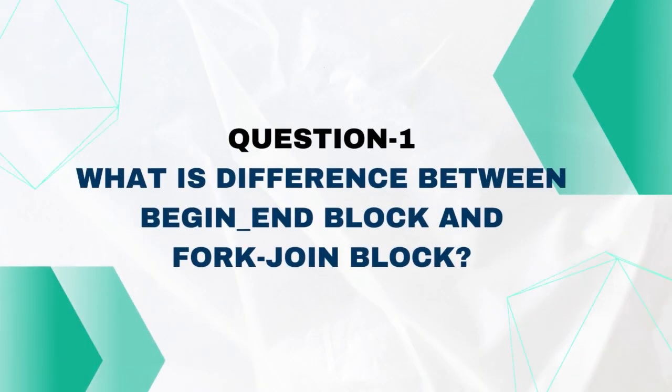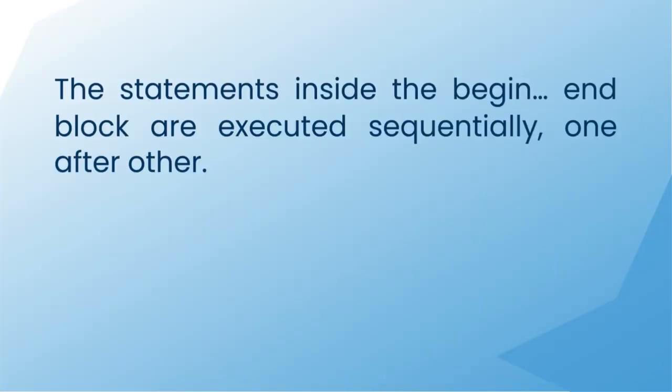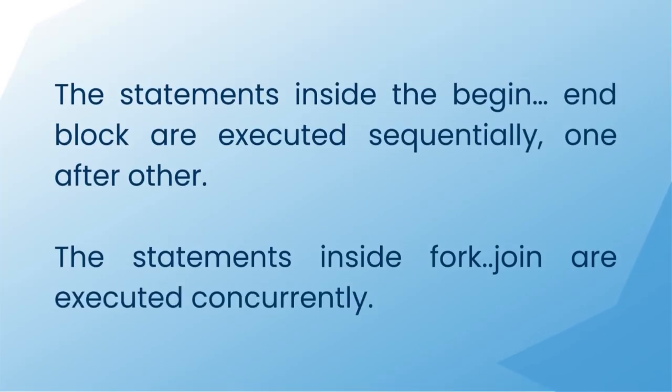So here comes the first question. What is the difference between begin end block and fork join block? The statements inside the begin end block are executed sequentially, one after the other. The statements inside the fork join block are executed concurrently.